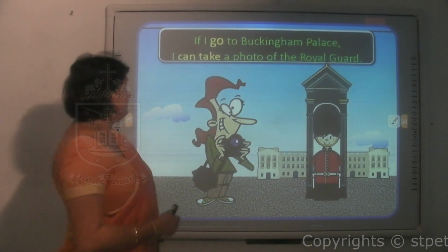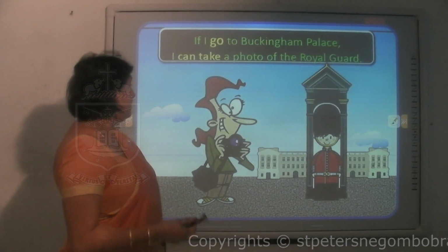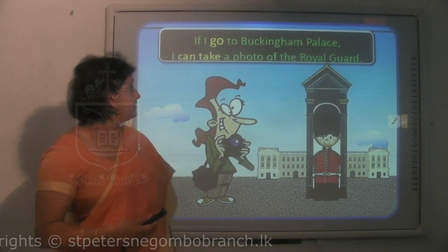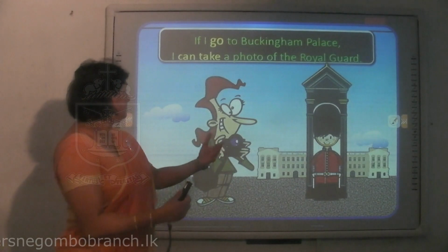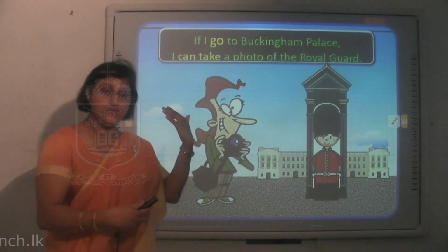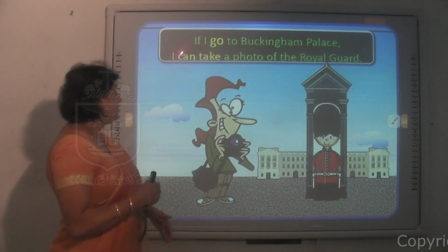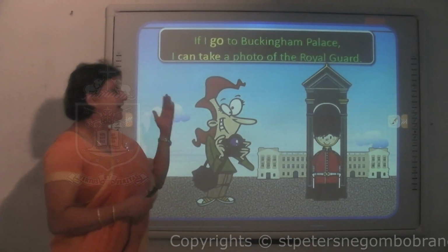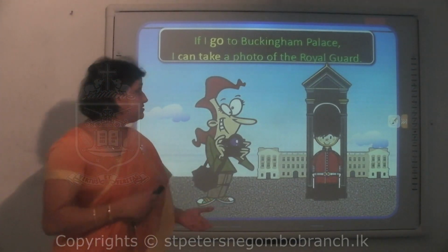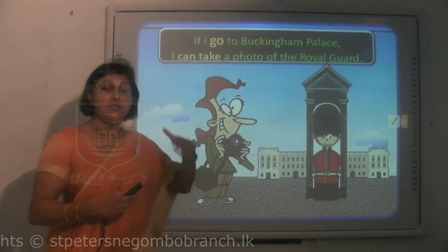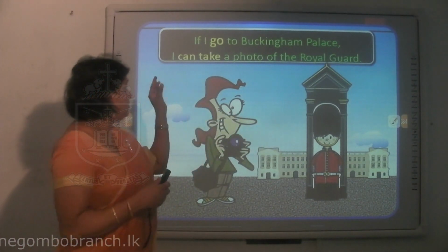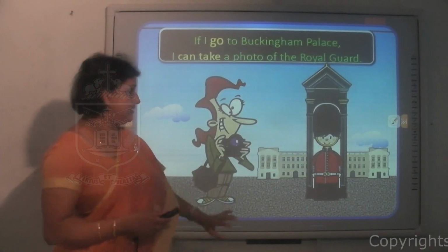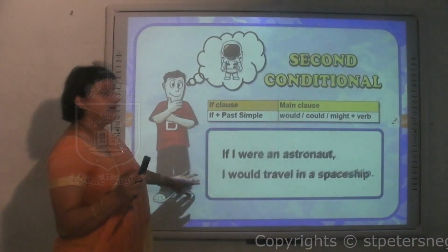Another example for you all. If I go to Buckingham Palace, I can take a photograph of the royal guard. If I go to a certain place, I can take. Earlier I took will go. I told you there are certain words which you can take according to the meaning. Here you can say I can take a photograph. So here "I can take" is also given in simple future. If you go to this certain place, you will take this, simple future, right? So that is conditional type 1.